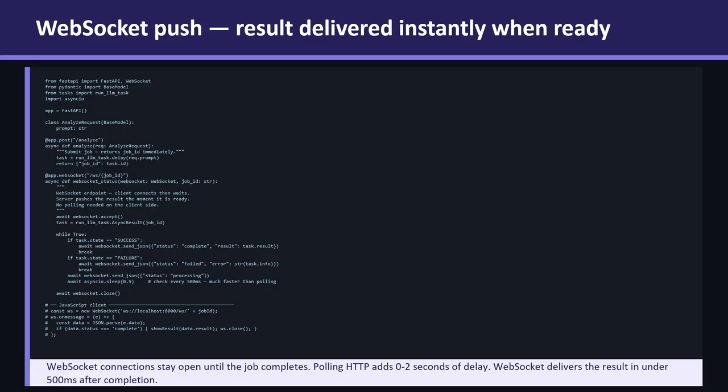The key advantage over polling is the check interval. The WebSocket endpoint checks every 500 milliseconds internally, so the result reaches the client within half a second of completion. Polling at 2-second intervals adds an average of 1 second of extra waiting.